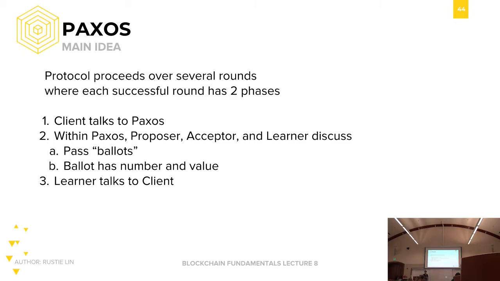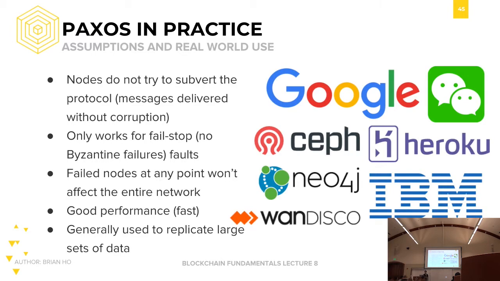And at the very end of the Paxos algorithm, the learner takes in this final value and relays it back to the client. So that's the main idea of Paxos. It actually goes through a lot of different steps, but in general, it's pretty fast. It has pretty good performance, but it makes a few key assumptions.